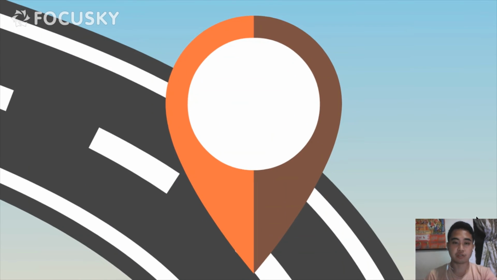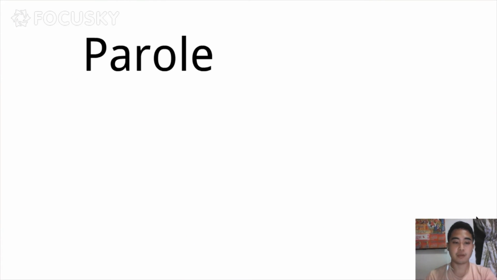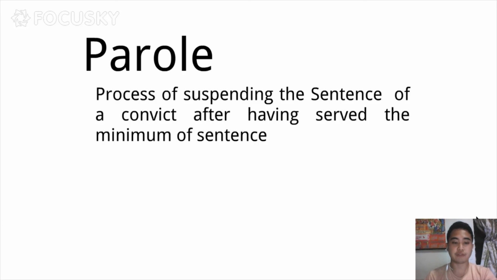After probation, we also have parole. Parole is a process of suspending the sentence of a convict after having served the minimum of his sentence without granting him pardon and prescribing the terms upon which the sentence shall be suspended. It is a procedure by which prisoners are selected for release and a service by which they are provided with the necessary controls, assistance, and guidance as they serve the remainder of their sentence in the free community.